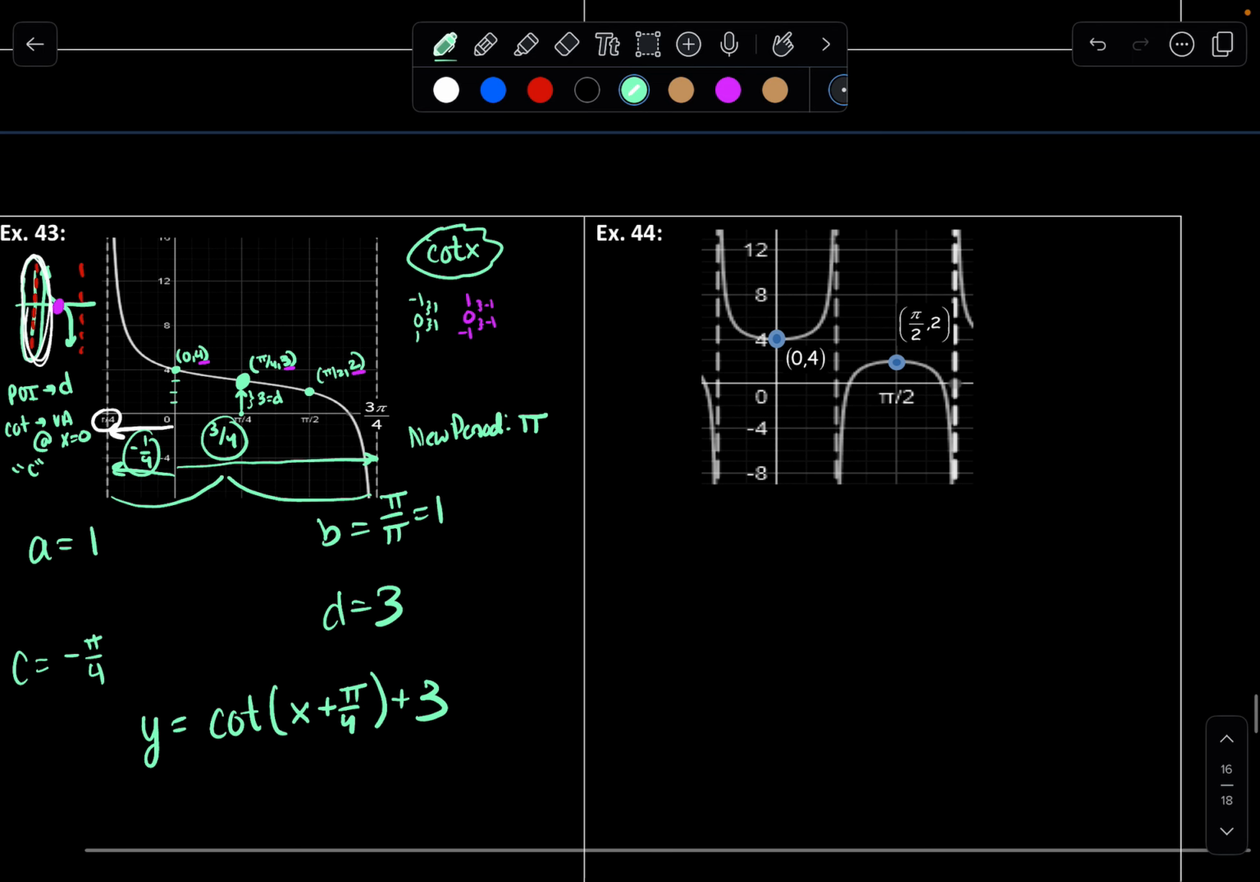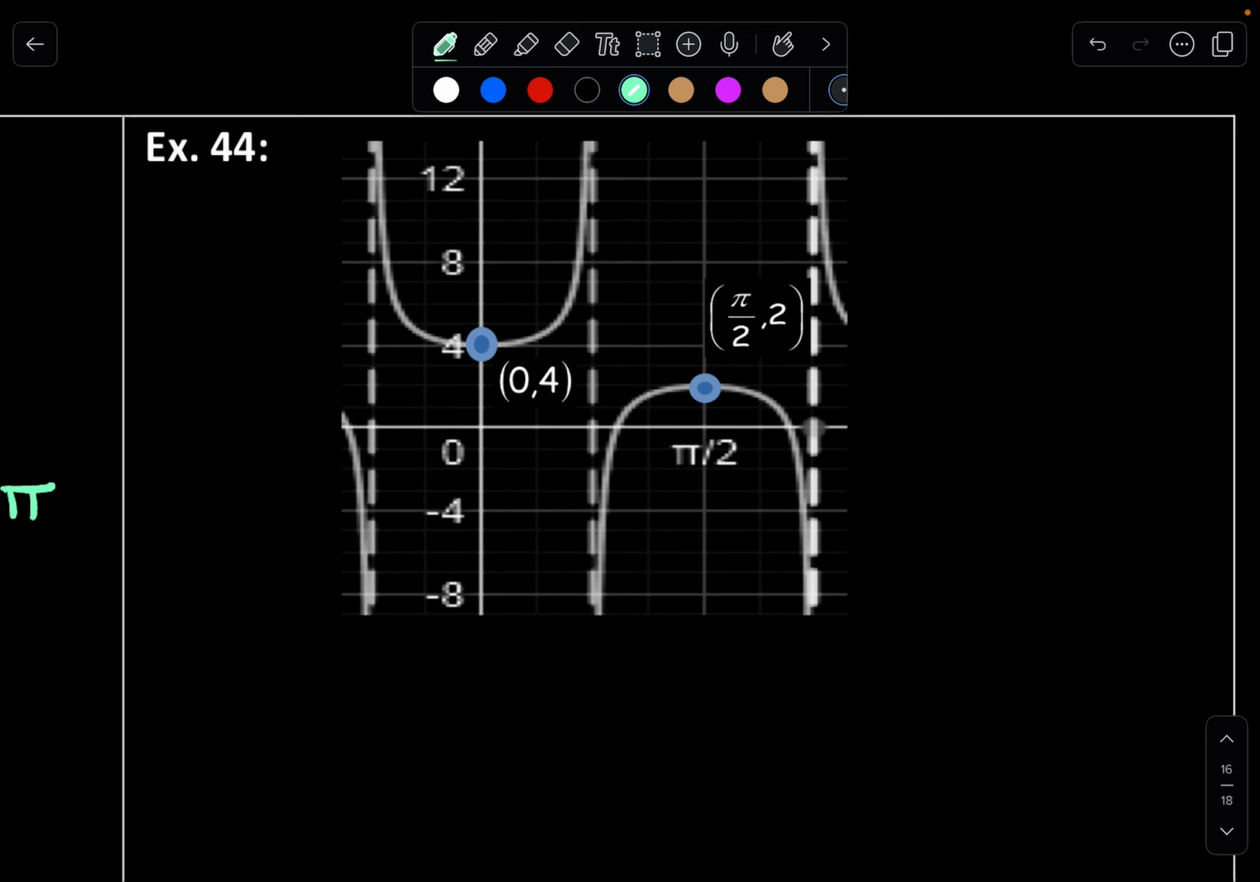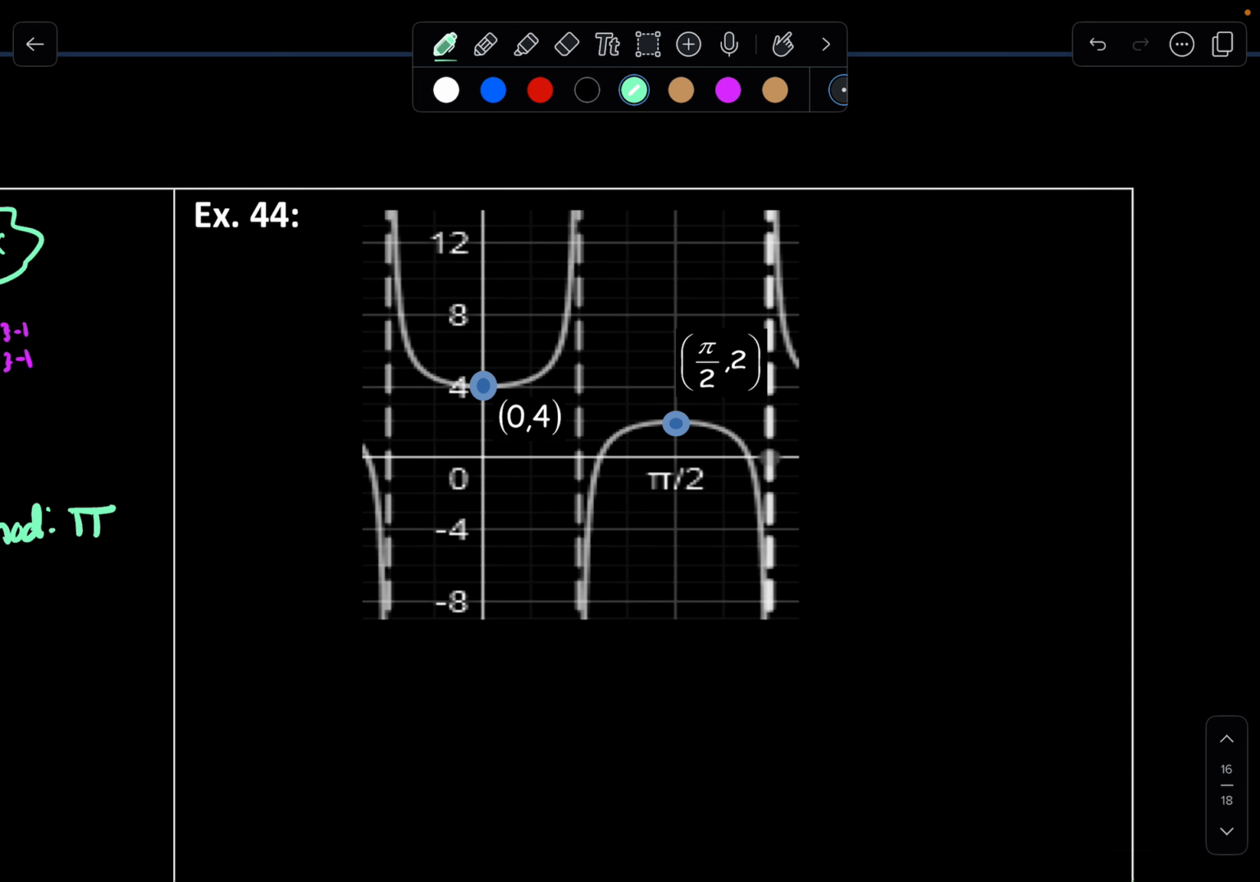All right, here is the last one, example 44. So if we look at this, it's either going to be cosecant or secant, right? So again, my suggestion is to sketch what's happening in between. So it looks like it's going to pass through. It's lifted up, obviously, so I'm going to try my best to get a sketch in the middle here.